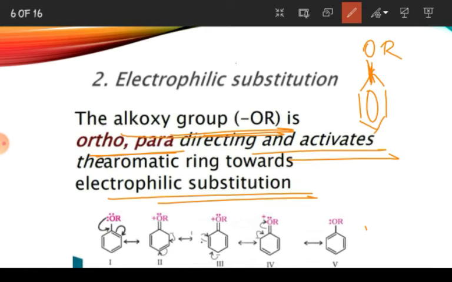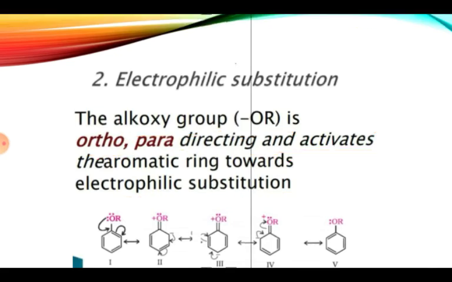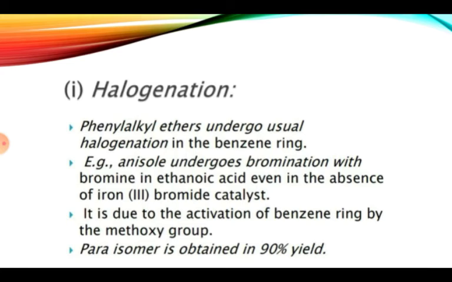Now why is this so? The answer behind this is the plus R effect. Due to resonance, all these structures are possible, and if you see, the electron density is maximum at the ortho and para positions. So substitution takes place here. Right, children? Now in this we will discuss three reactions.